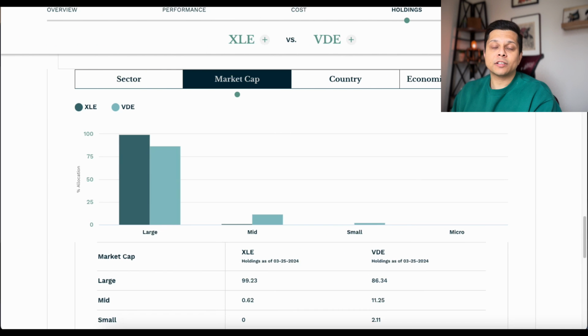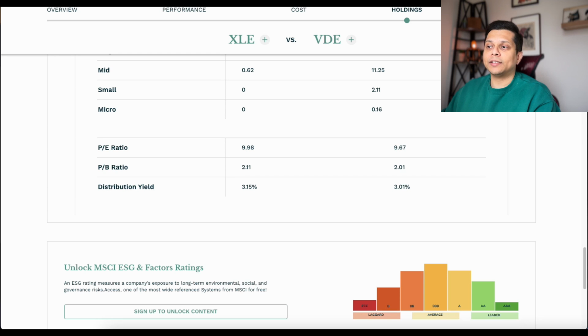Because SPDR funds like XLK or XLE, they both have smaller amount of holdings compared to the Vanguard counterpart. That's why the focus mostly is on the large cap companies as opposed to mid cap and small caps. So depending upon your risk profile, how do you see small companies, small caps, mid caps and large cap, VDE might be a better option for you. The price to earning ratio for XLE is 9.98, whereas 9.67 for VDE. So VDE has a slight edge over here. Price to book is 2.11 versus 2.01, and distribution yield is 3.15 versus 3.01.